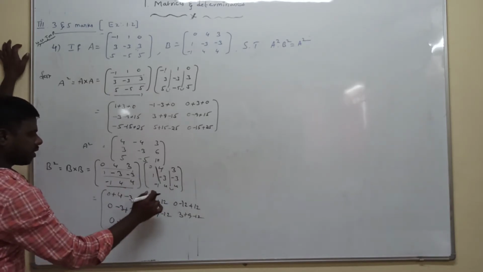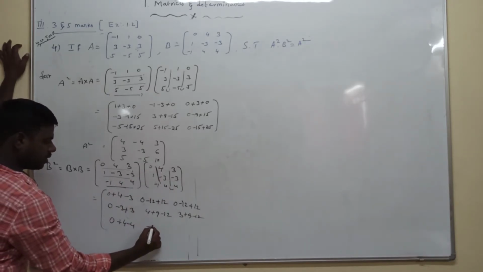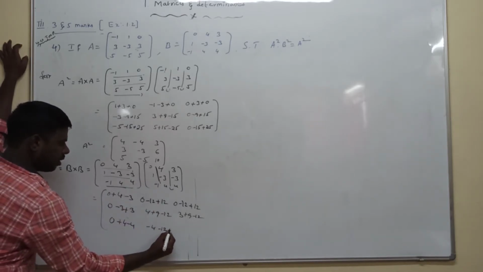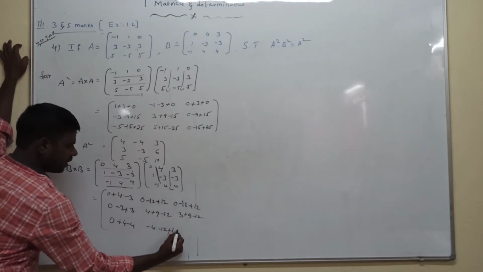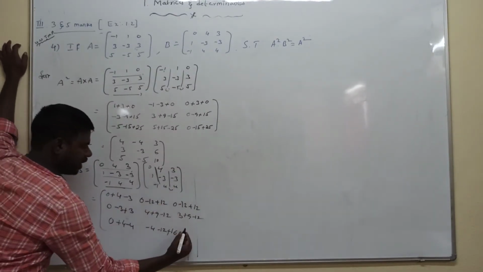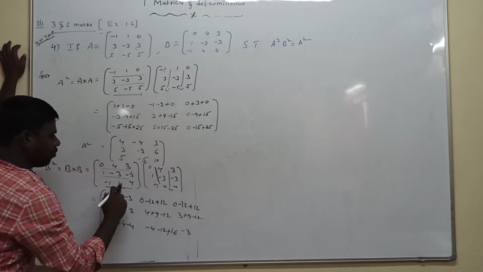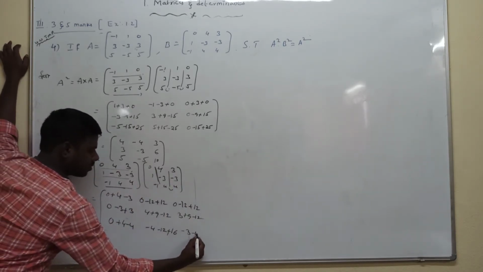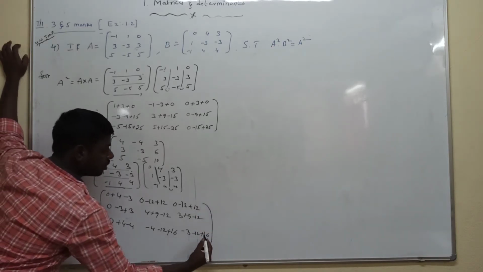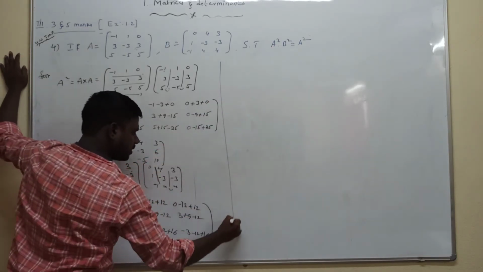Third row, second column: minus 1 into 4 is minus 4, plus 4 into minus 3 is minus 12, plus 4 into 4 is 16. Next, product with third row, third column: minus 1 into 3 is minus 3, 4 into minus 3 is minus 12, plus 4 into 4 is 16. So finally we got the B square value.